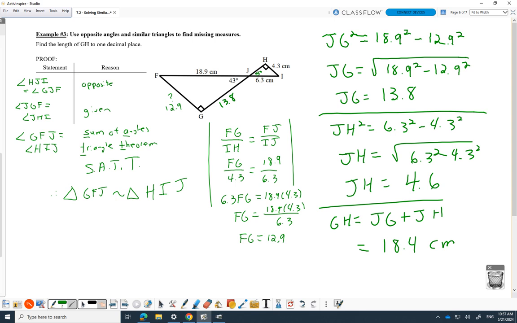Did it say to find that? It never did say to find that. It says find the length of GH. Oh, to find the missing measures. I guess you could interpret that to mean we need that last angle, which is, what was it? 47. By just going 180 minus 90 minus 43.